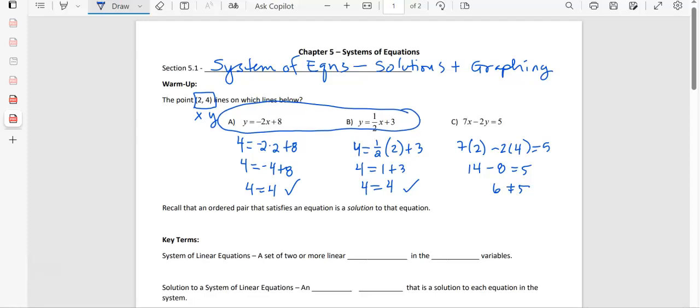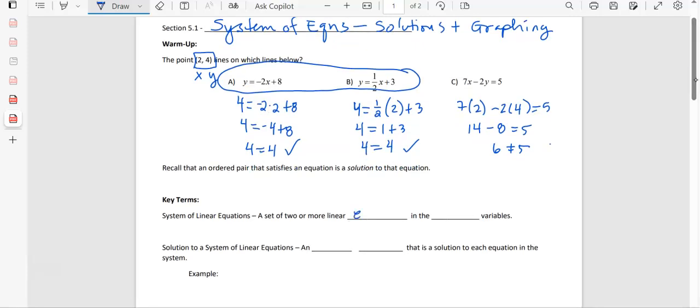And this is what's going to happen to these lines. We're going to find out something about this, and it's going to tie into our system of equations. So a system of linear equations is a set of 2 or more linear equations in the same variables. This will especially come into play if we're looking at word problems, which of course we will. And a solution, which ties into our warm-up, is an ordered pair that satisfies both equations in those variables.